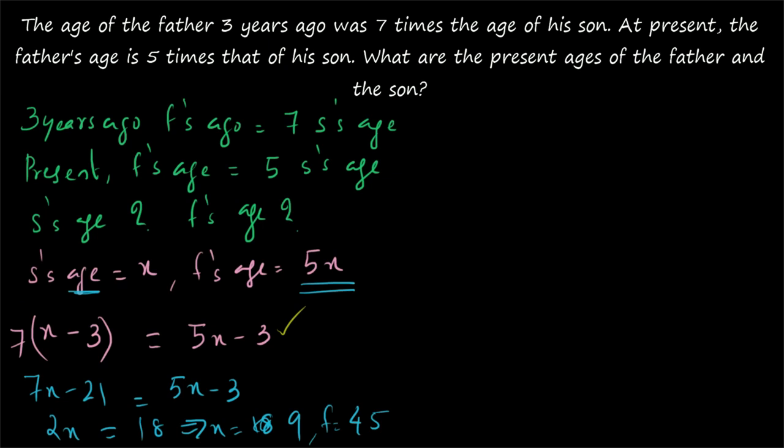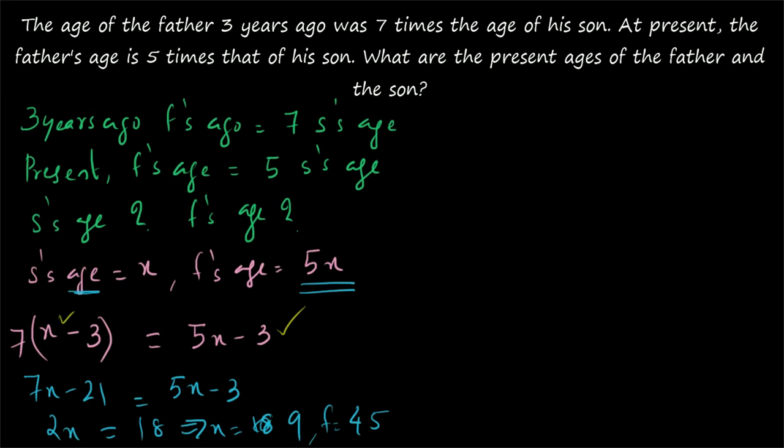So you have to assume son's age is equal to x. It is given that at present father's age is 5 times the son's age, so father's age will be 5x. 3 years ago, the son's age will be x minus 3 and father's age will be 5x minus 3. From there, you write the relation: 3 years ago, father's age was 7 times the age of the son. So 7 into x minus 3 is equal to 5x minus 3. Then you can solve it.